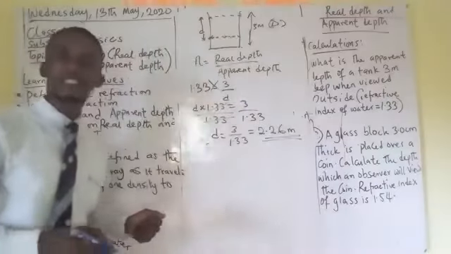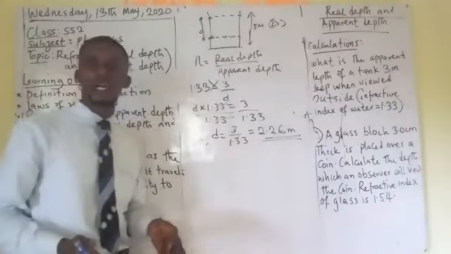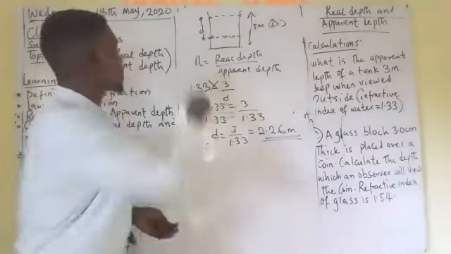So you can see that the real depth is always larger than the apparent depth. So that is your number 1.